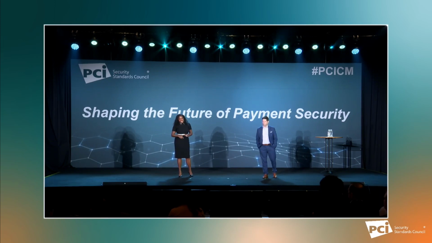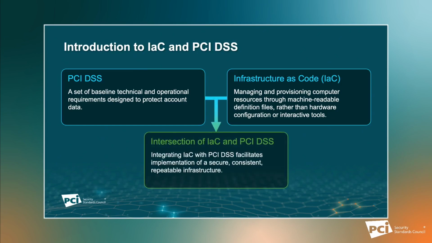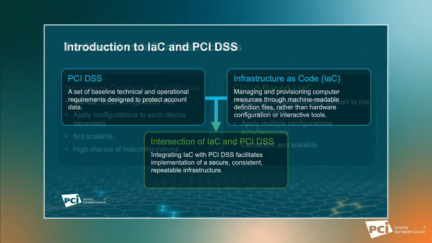So PCI DSS sets the requirements needed to protect environments that store, process, or transmit account data, or that can impact the security of account data. And infrastructure as code is a modern approach to managing cloud-based computing and network infrastructure via tools and machine-readable config files. Leveraging infrastructure as code helps organizations automate infrastructure management, allowing for greater consistency and control over network and computing resources. This aligns very well with PCI DSS.